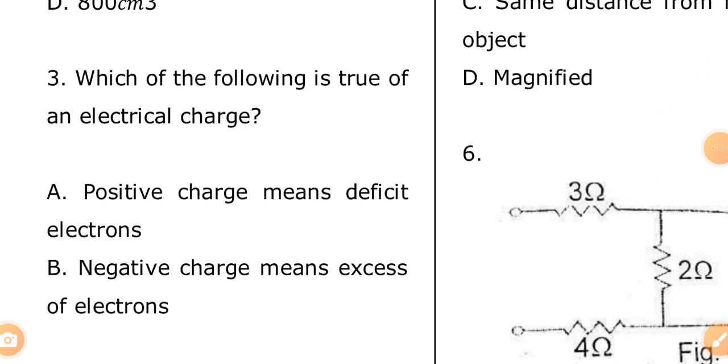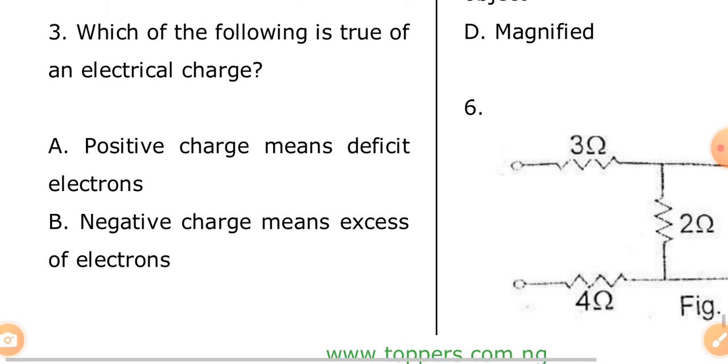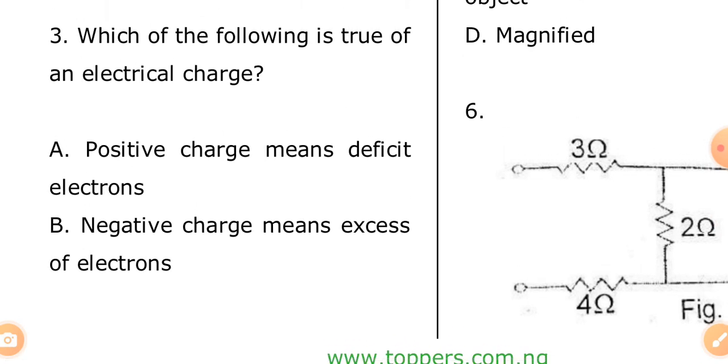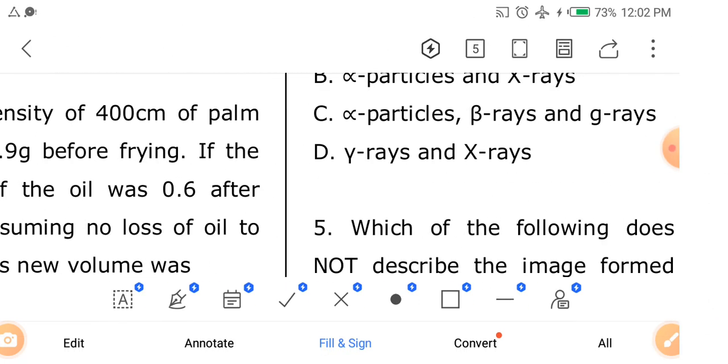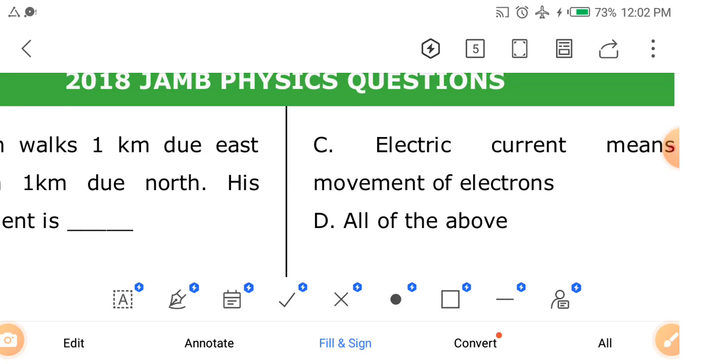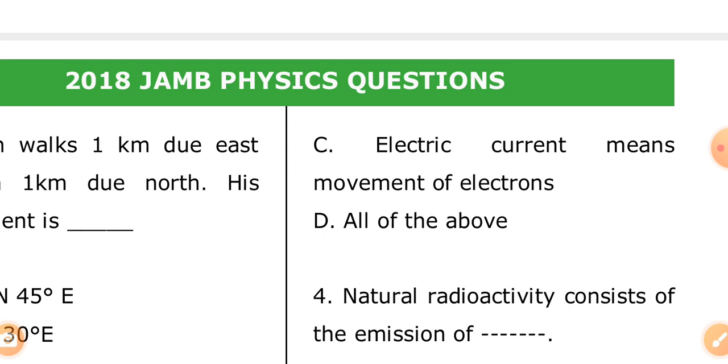Which of the following is true of an electrical charge? A. Positive charge means deficit of electrons. B. Negative charge means excess of electrons. C. Electric current means movement of electrons. D. All of the above. The answer is all of the above.